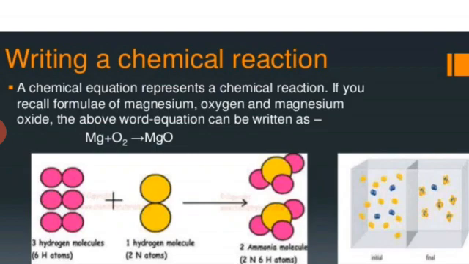Therefore, there is a need to balance a chemical equation. The number of atoms of an element on the right hand side of a chemical equation should always be equal to the number of atoms on the left hand side of the chemical equation.